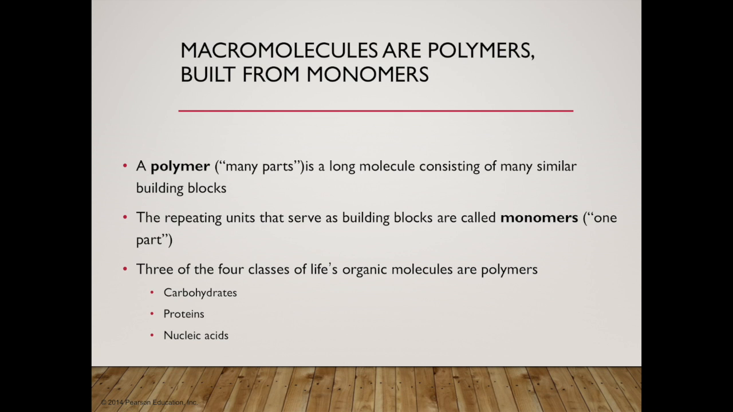So 3 of the 4 classes of these giant molecules we're going to talk about are going to be considered polymers. And lipids are not polymers. They're just biggish molecules, but they don't have these same kinds of repeating units to form thousands or millions of subunits, as you will see.